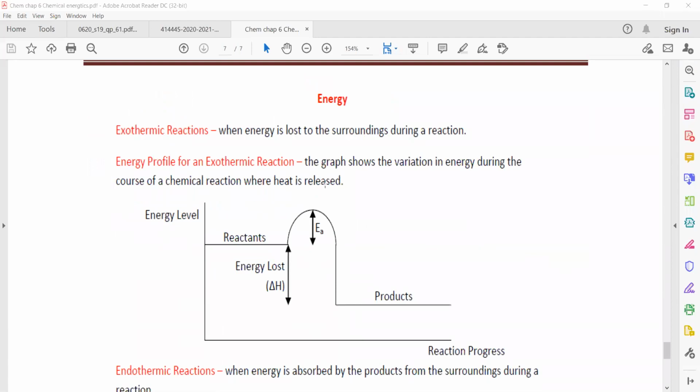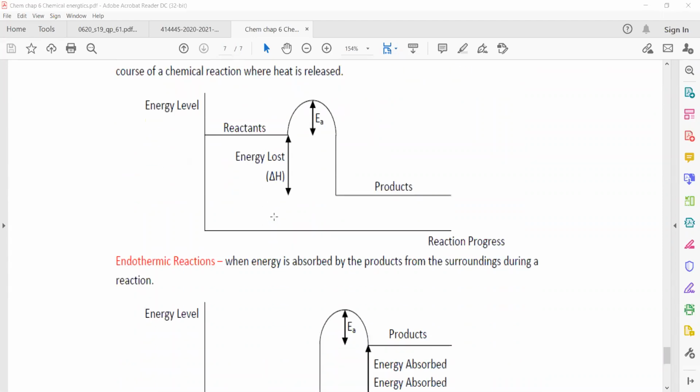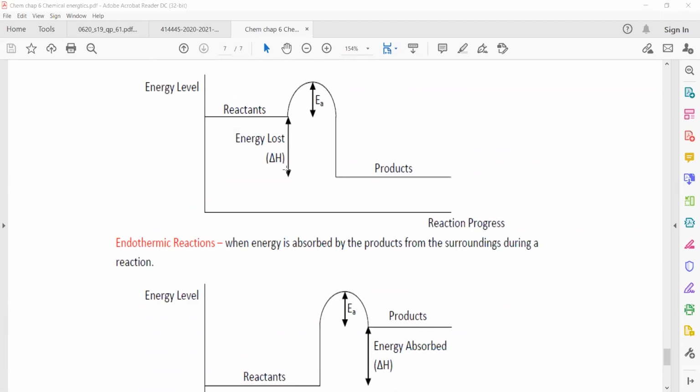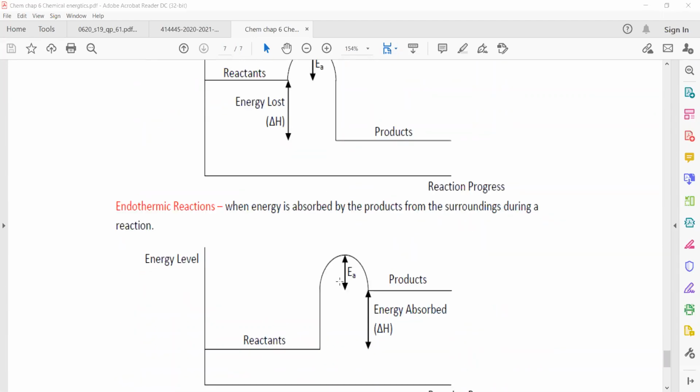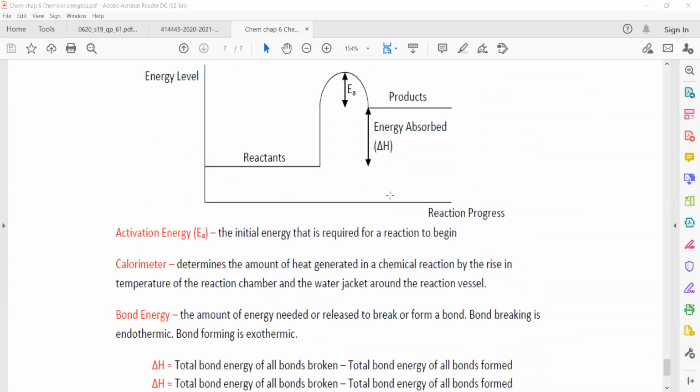And you can see the energy diagram. The energy profile diagram shows the particle energy. So activation energy is from the reactant to the point where the reaction starts, and the difference in the energy of reactant and product is called the enthalpy change. Activation energy, and the difference in energy is called enthalpy change.